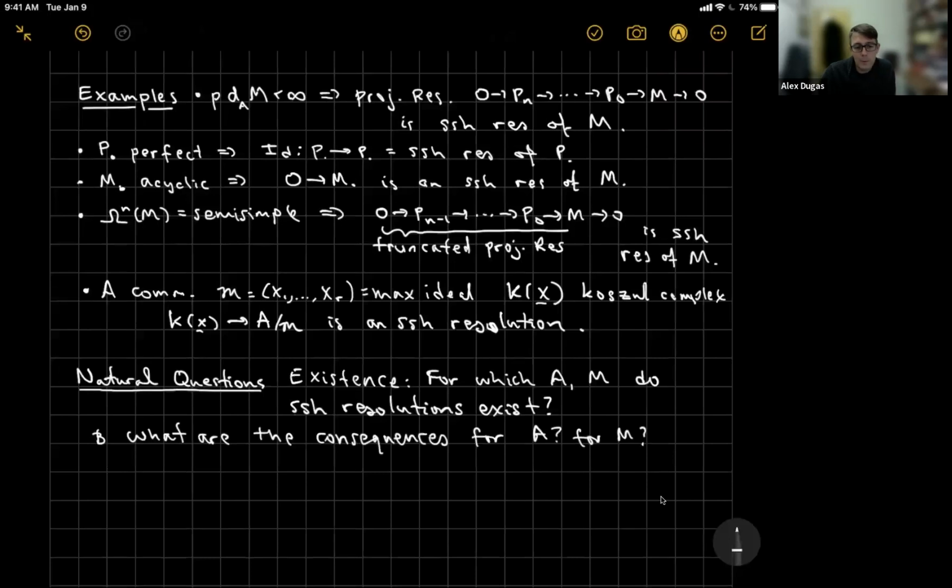And there's one other somewhat embarrassing question, which I should include here too. It's embarrassing that I don't know the answer to this yet. We'll talk about some existence theorems that we've been able to prove, but so far we don't know of any examples, say over a finite dimensional algebra, of a module that does not have an SSH resolution. So is there a finitely generated module M over A, just say a finite dimensional algebra, with no SSH resolution?